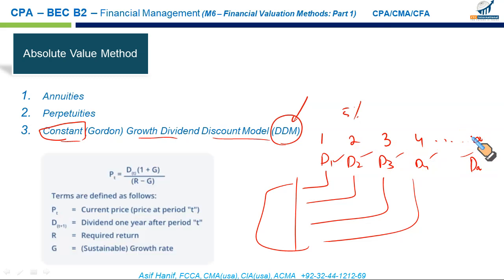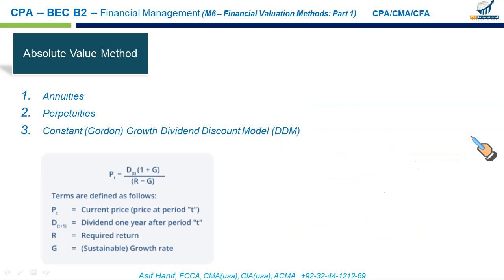Now this is the formula we use. We don't have to go for complex math of discounting all these future dividends to present value. This is the formula used. Price at time t is the dividend paid at time t into 1 plus g, divided by R minus g. Here g represents the sustainable growth rate, the rate at which the dividend will grow for eternity, forever. R is the required rate of return.